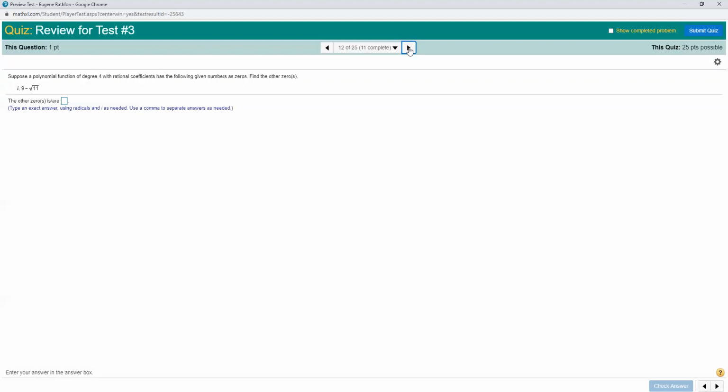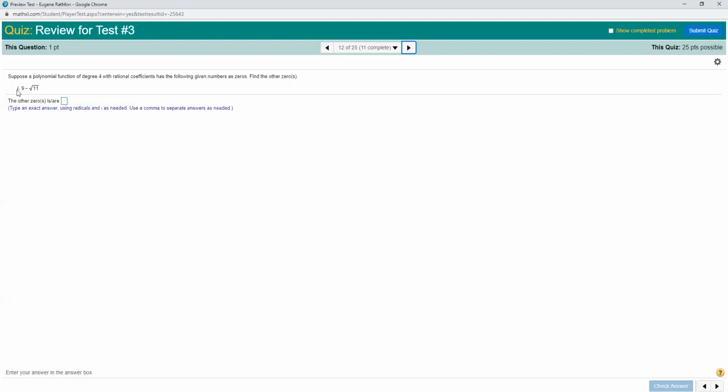All right, so let me get the paper ready. All righty, so this one don't take much work. So they're saying, suppose a polynomial degree 4 has the following zeros, find the other zeros. So a degree 4 would have 4 zeros, and they're giving me 2 of them, y'all. One of them is i, and then the other one is 9 minus square root of 11.